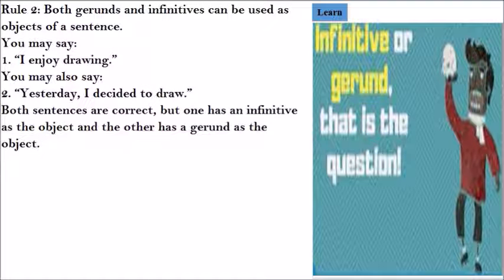Rule 2. Both gerunds and infinitives can be used as objects of a sentence. You may say, 1. I enjoy drawing. You may also say, 2. Yesterday, I decided to draw. Both sentences are correct, but one has an infinitive as the object and the other has a gerund as the object. What is the difference?